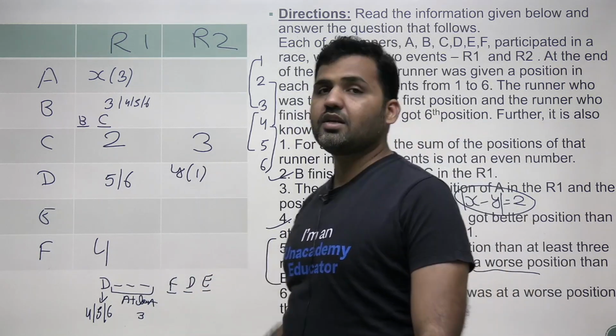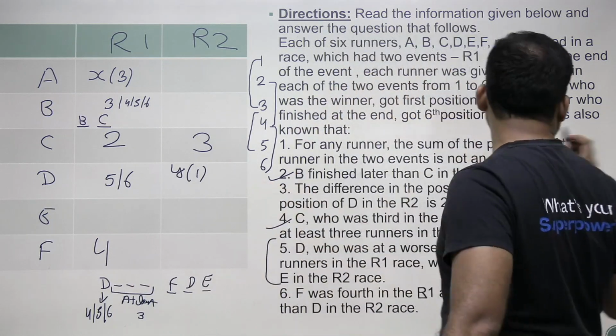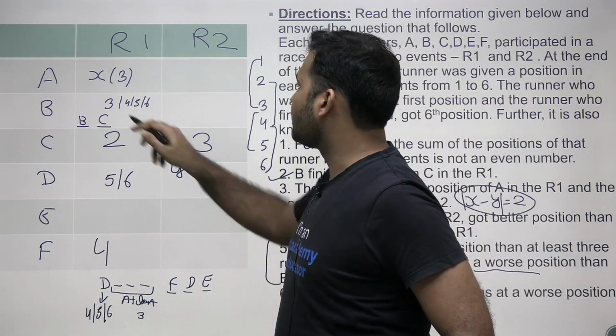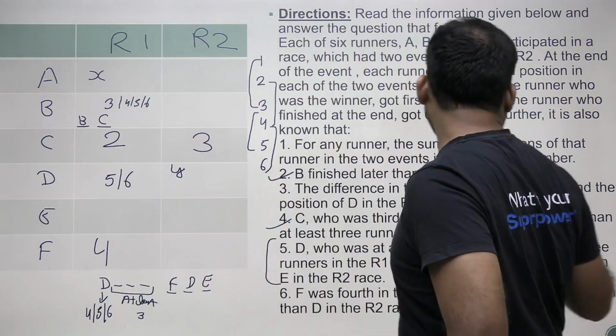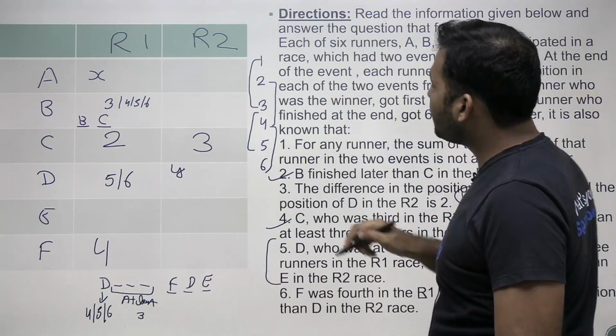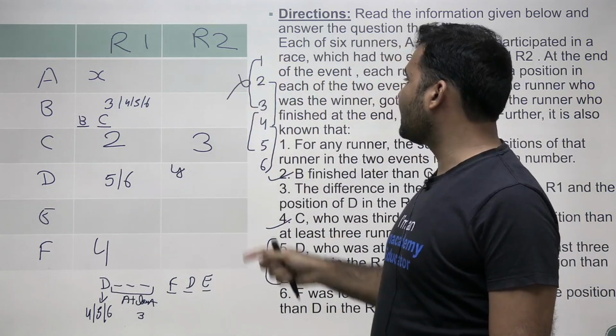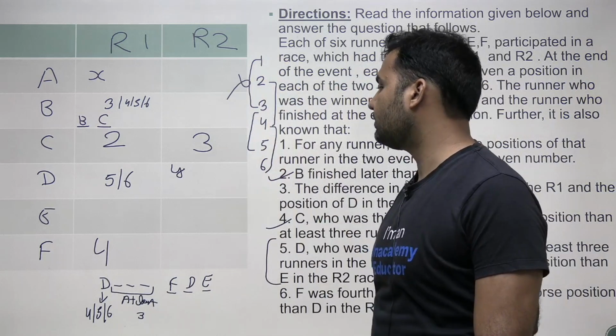So can I give 1 to D? No. 1 rank to D is not possible, right? So you need to eliminate this case, right? So this case will be eliminated. That means 1, 3 as a combination which have a difference of 2 is eliminated. Now let's pick the next case, 2 and 4.